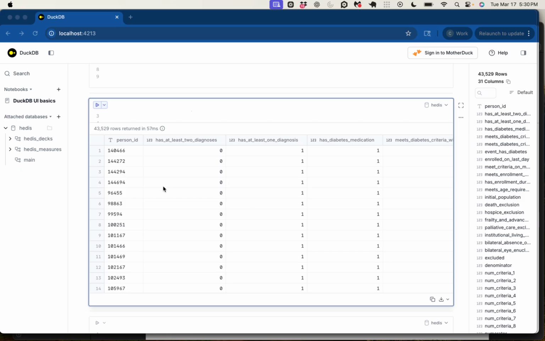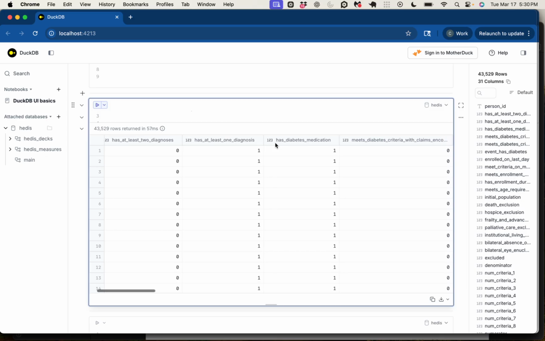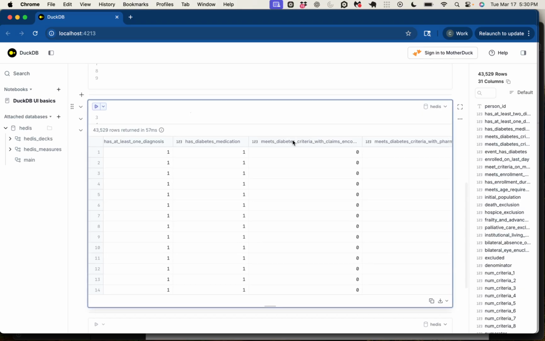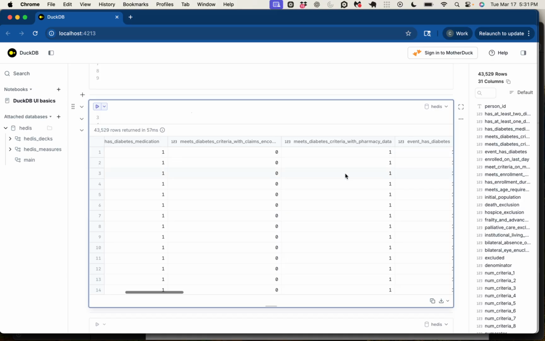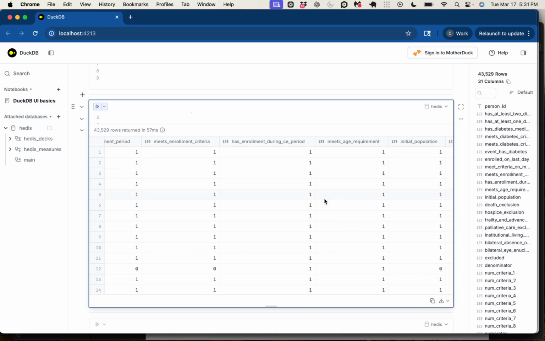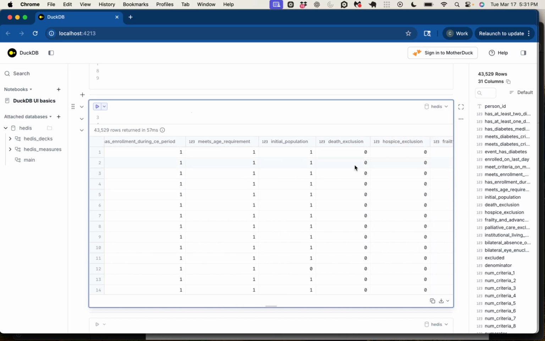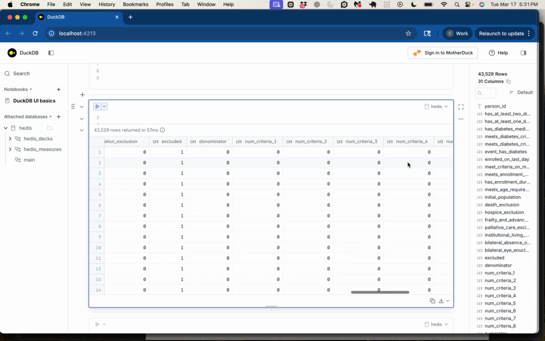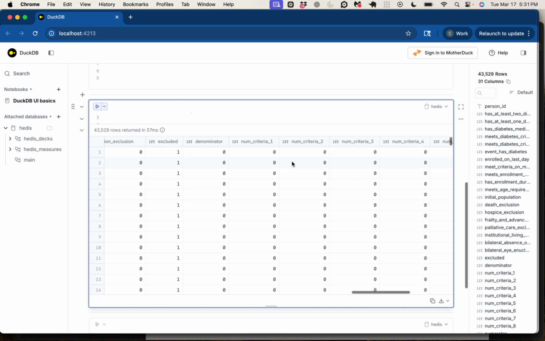Separately, each measure comes with an output table that has one row for every patient in your population. They have a person ID field, and then there's one column for multiple flags related to the calculation of the measure. For example, in this measure, it's relevant to know if a patient has diabetes medication, if a patient meets the criteria for having diabetes with claims encounter data, or if the patient meets the criteria for having diabetes with pharmacy data, etc. All these flags are relevant for the calculation of the measure. We have flags for meeting the age requirement, for being in the initial population, for all the different exclusions that could be relevant in the calculation of the measure, and for knowing if the person meets the criteria for being in the numerator, in the denominator, etc.